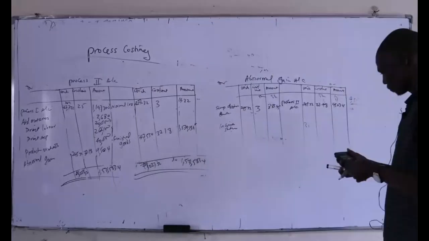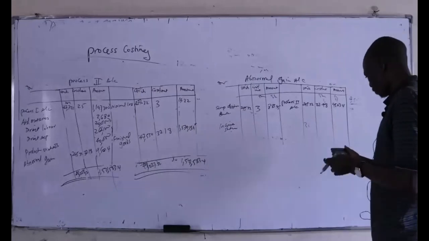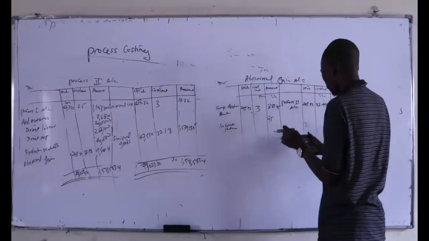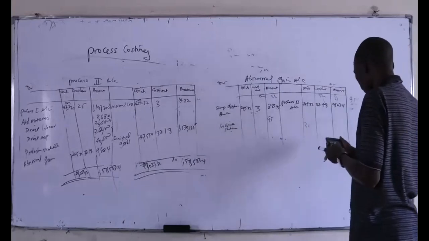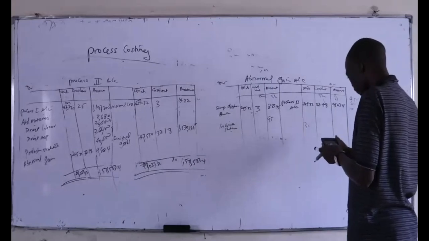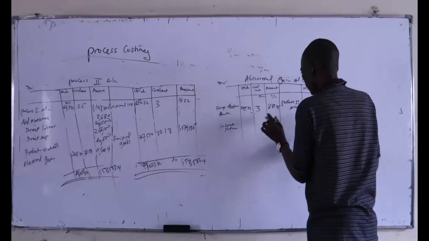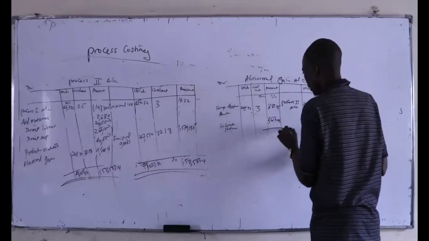So income statement will be 9503.4 minus 885.95. So the difference becomes 8617.45. Just a minute. This is 9503.4 minus 885.95. So the difference is 8617.45. So this is how that is prepared.